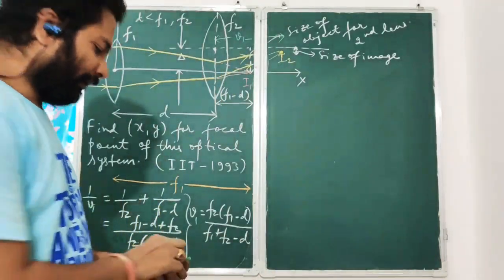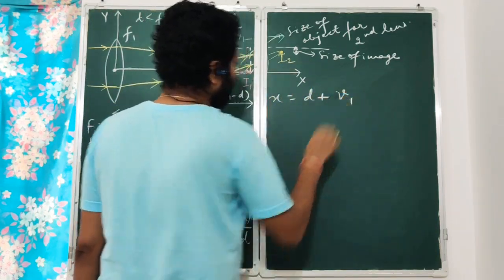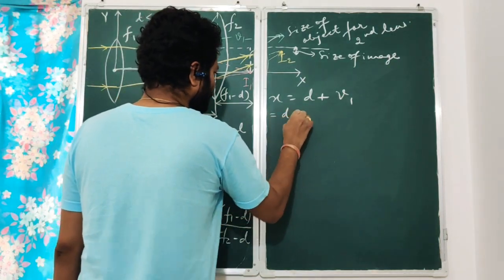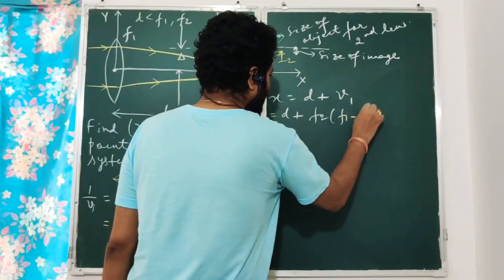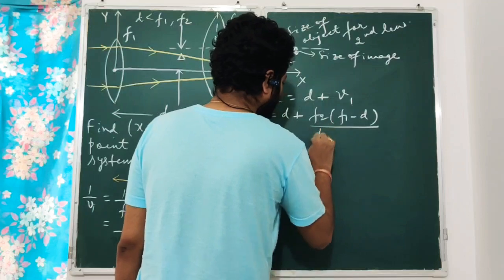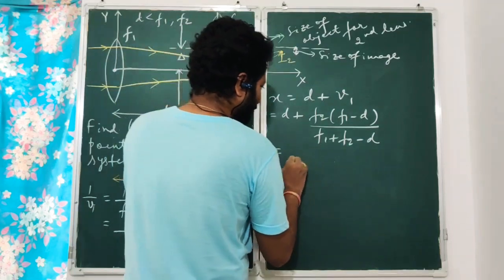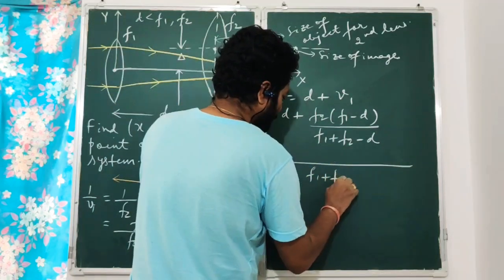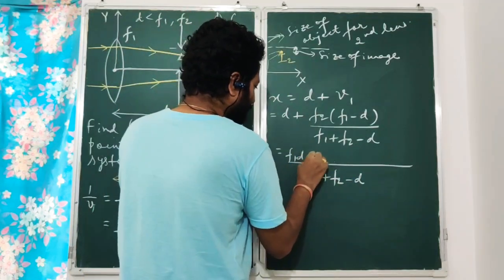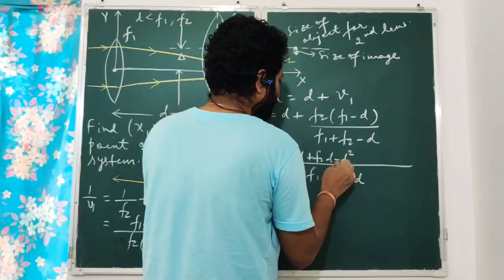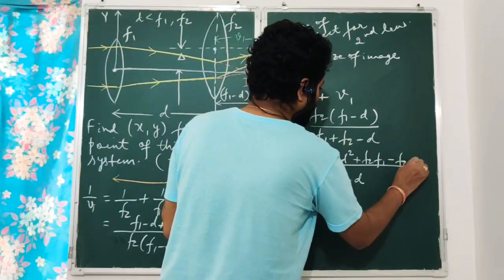So the x coordinate of this focal system, we can write it as x equal to D plus V1. Now what is the value of V1? We have calculated it as F2 into (F1 minus D) by (F1 plus F2 minus D). So this can be written as D into (F1 plus F2 minus D), and D will get multiplied with this: F1D plus F2D minus D square plus F2F1 minus F2D.